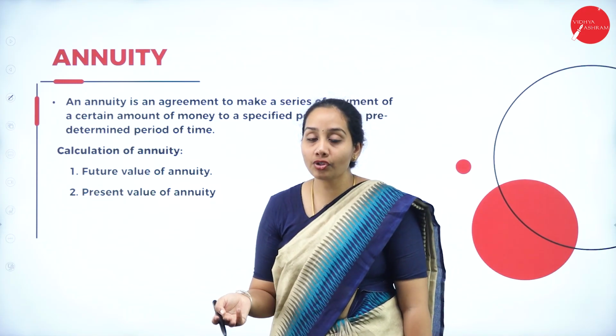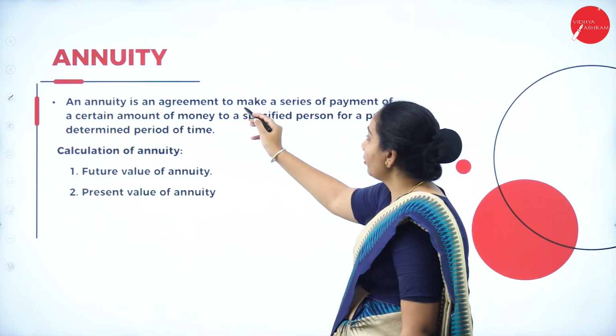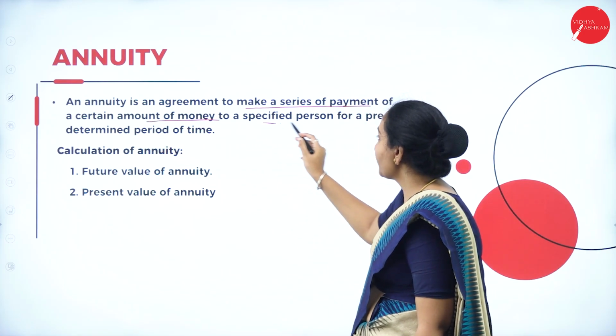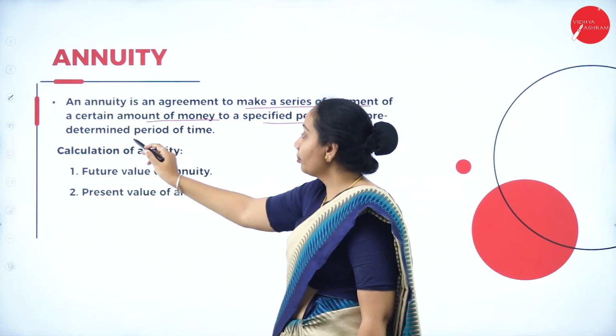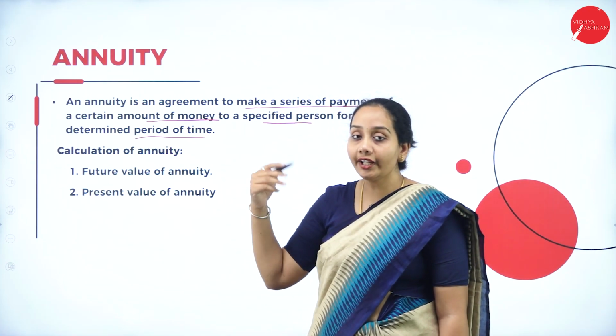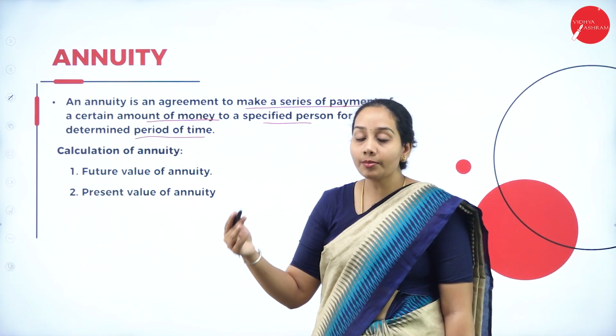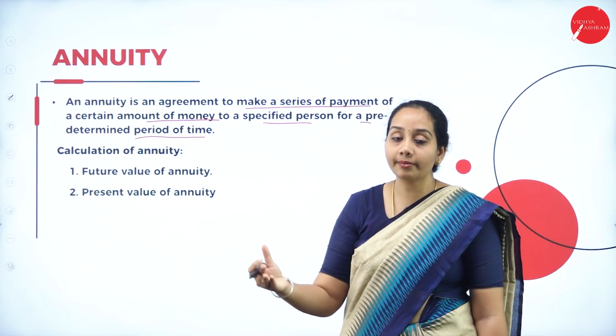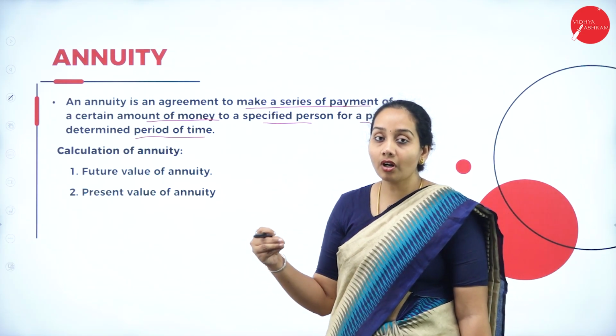So we'll see the definition of annuity. An annuity is an agreement to make a series of payments of a certain amount of money to a specified person for a predetermined period of time. Okay, so annuity is all about the lump sum money or a desired or expected money that you are going to pay to some person for a period of time.